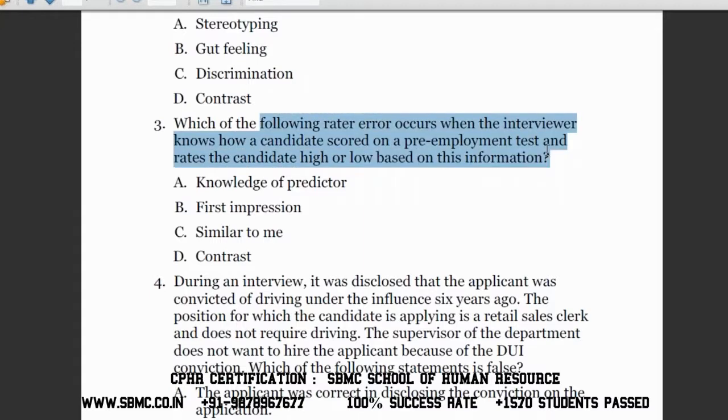This is also one of the important questions. Knowledge of predictor, A. Right. When you know certain kinds of results, that a high or low rating is given on the basis of your score, that's knowledge of predictor, right? Okay. Right.